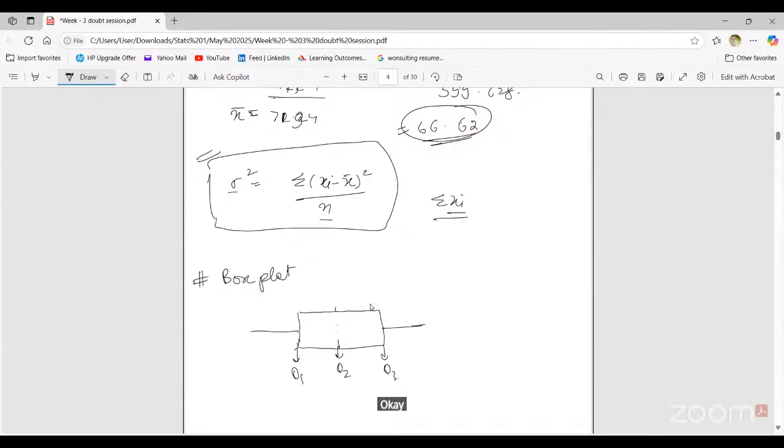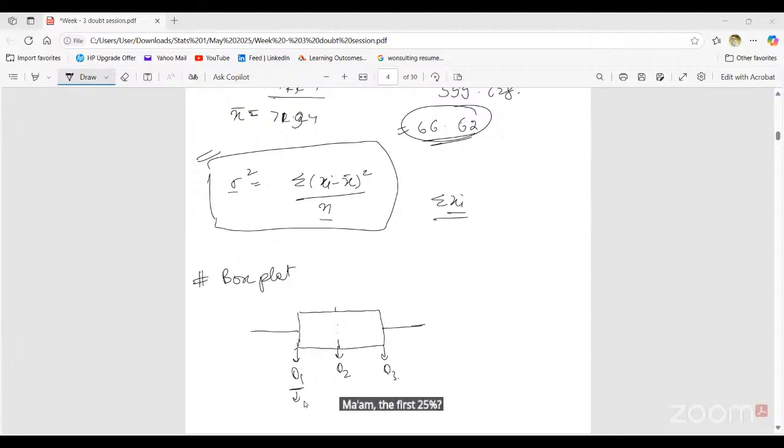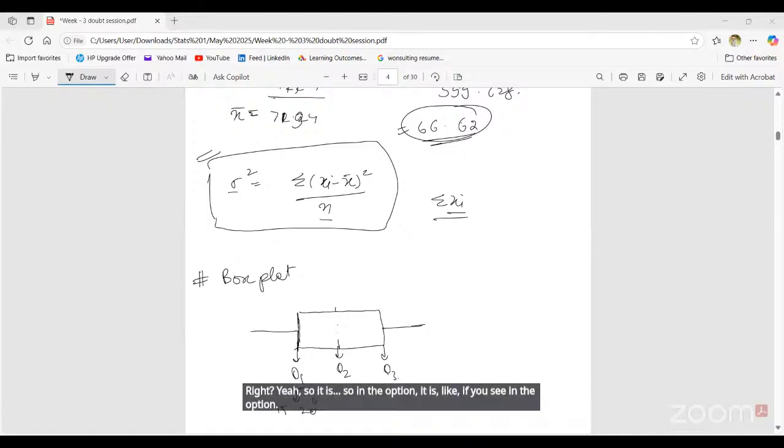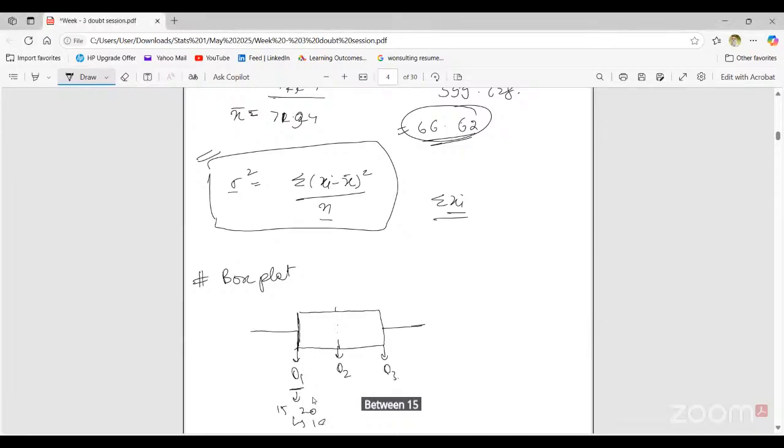So if you see in the data, what is quartile 1? The first quartile is 25%. So it is basically in between 15 and 20, the line, right? Yes, ma'am. In the options, it is like 25, 52, 19, 68. So the lowest one, between 15 to 20, is basically 19. Yes, ma'am. So that's why quartile 1 is 19.